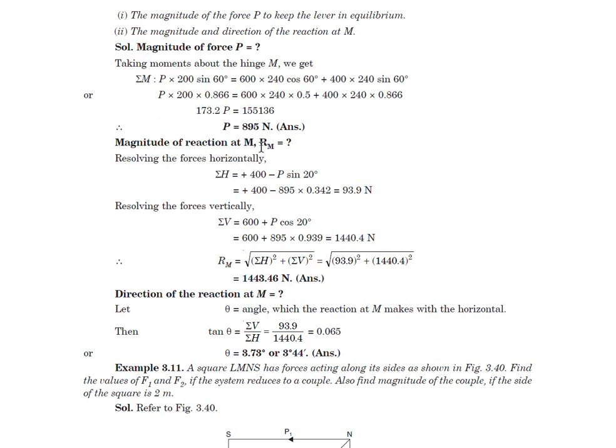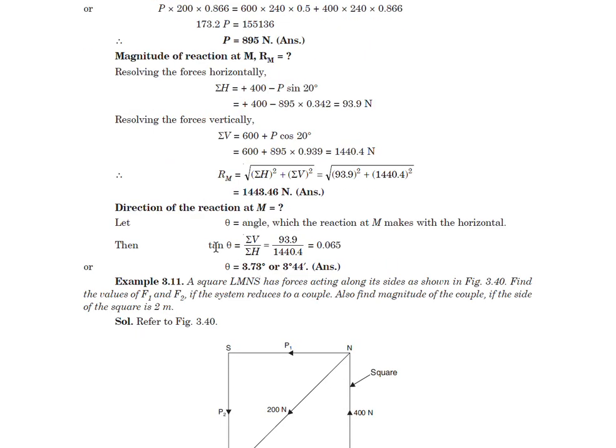Okay, and then the magnitude of reaction at M. So we'll find out the sum total of the horizontal components and the sum total of the vertical components, find out the resultant by using this equation, and then ultimately the tan theta of the angle of the resultant, that is tan theta is equal to sum of the vertical components divided by sum of the horizontal components.